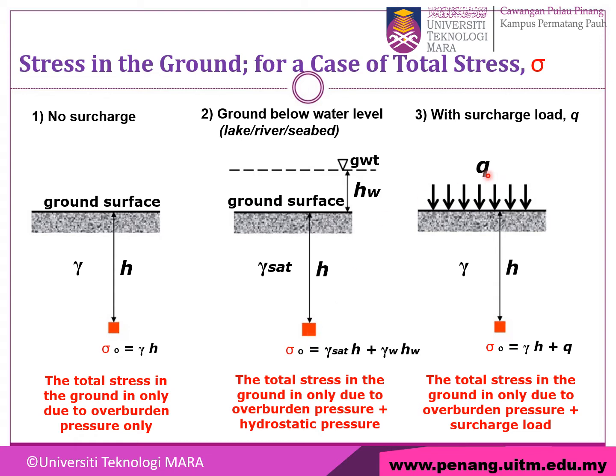Alright, now we go for the stress for the case with surcharge load. Okay, we have the surcharge load at the top. So the total stress in the ground is due to overburden pressure and surcharge load. So we have the overburden pressure, unit weight times H, plus the surcharge load Q in kilopascal. Unit weight times H is also in kilopascals. So total stress is equal to unit weight of soil times H plus Q. This is total stress with surcharge load.